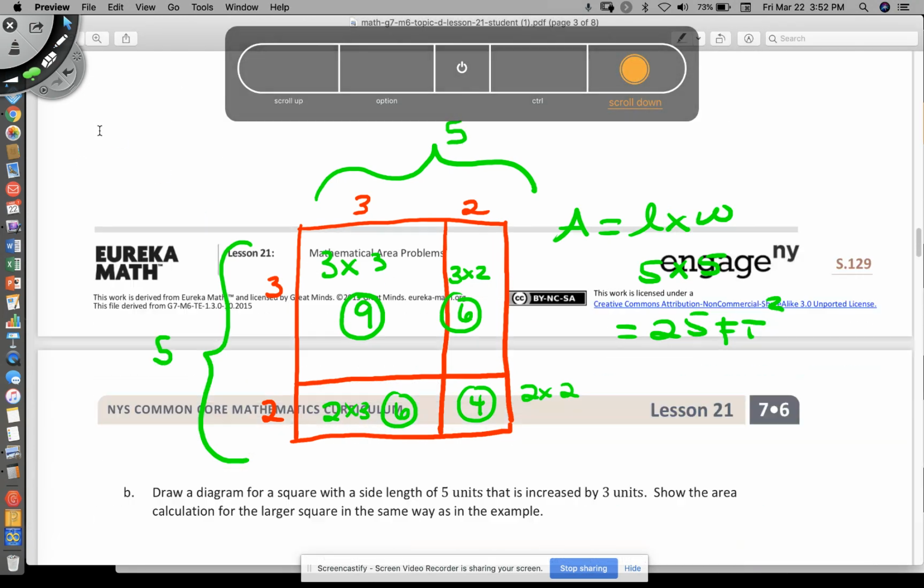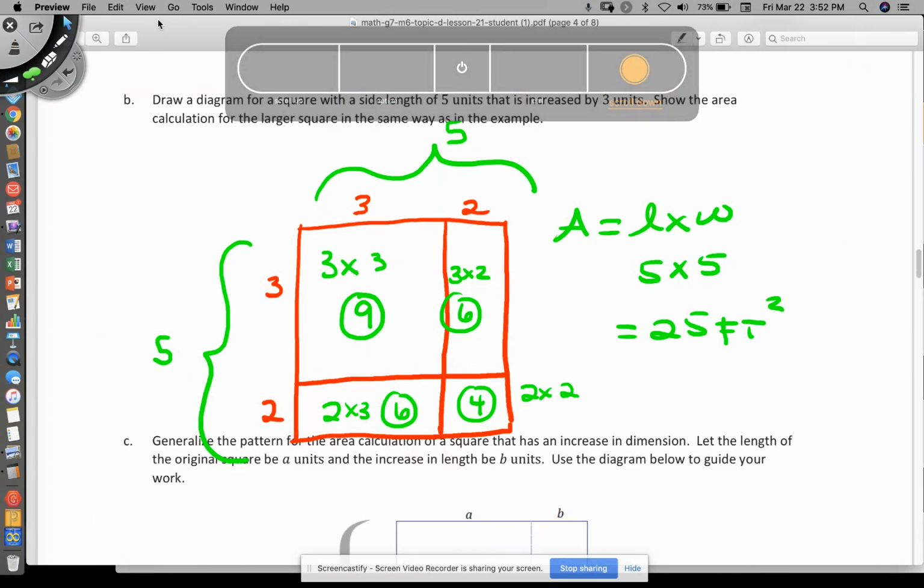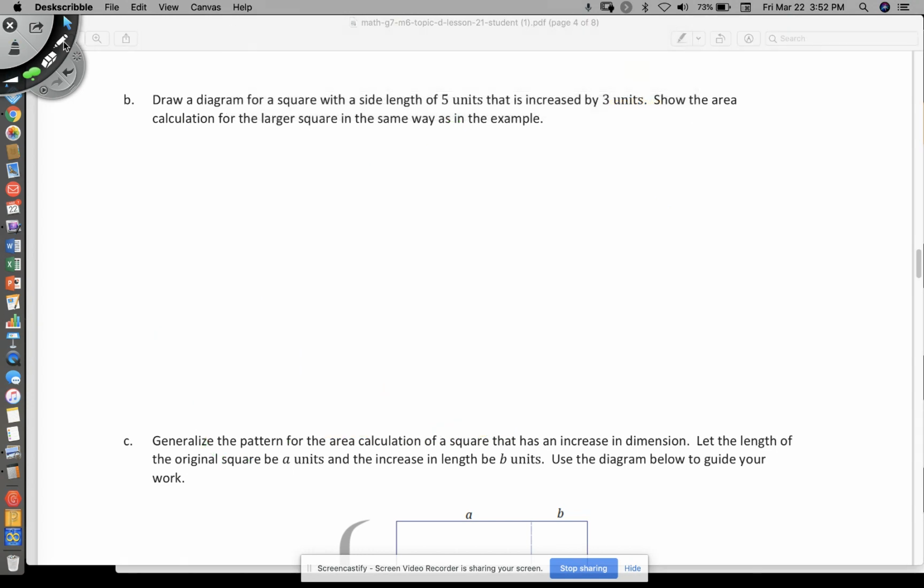Now the next one, you guys are going to do on your own. So this is going to be one that I grade. So I'm going to let you guys do B. B is just like A, just with different numbers.